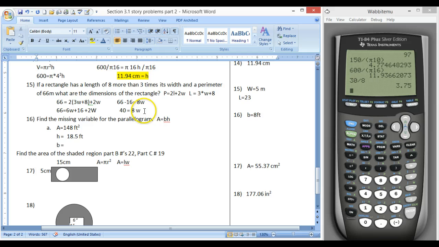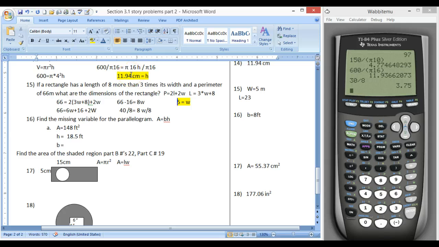Okay, now I need to continue solving and isolating the W. So over here I have 8 times W. The opposite of multiplying is dividing. So I'm going to divide that side by 8 and divide the left side by 8. On the right side, 8 divided by 8 cancels. On the left side, 40 divided by 8 gives me 5. 5 equals W. There we go. So that's the width.